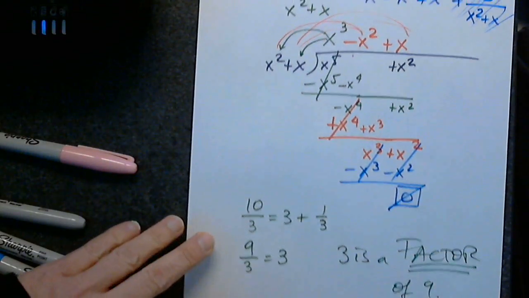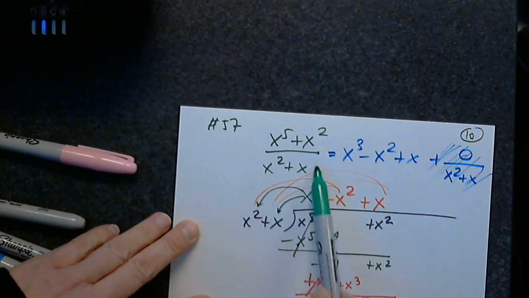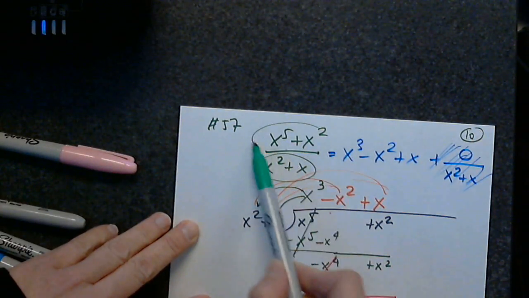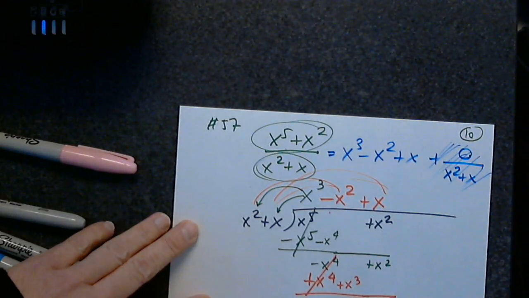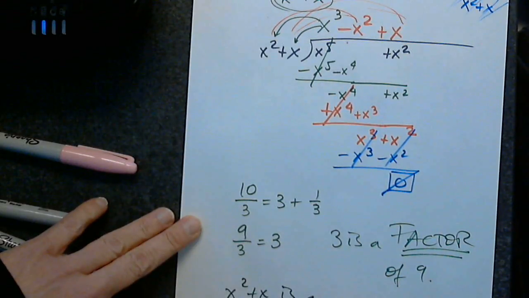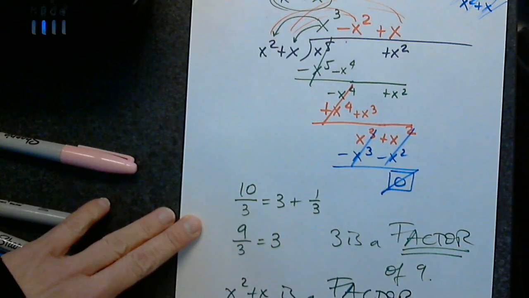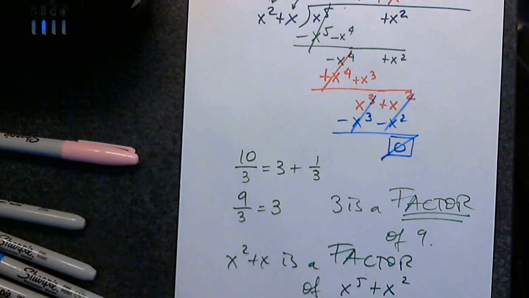of 9. Final question for you, and I'll stop. What can I say now about this polynomial, since the remainder is 0? Exactly. X squared plus x is a factor of the polynomial x to the 5th plus x squared. Why? Because when I divide it, I got remainder 0.